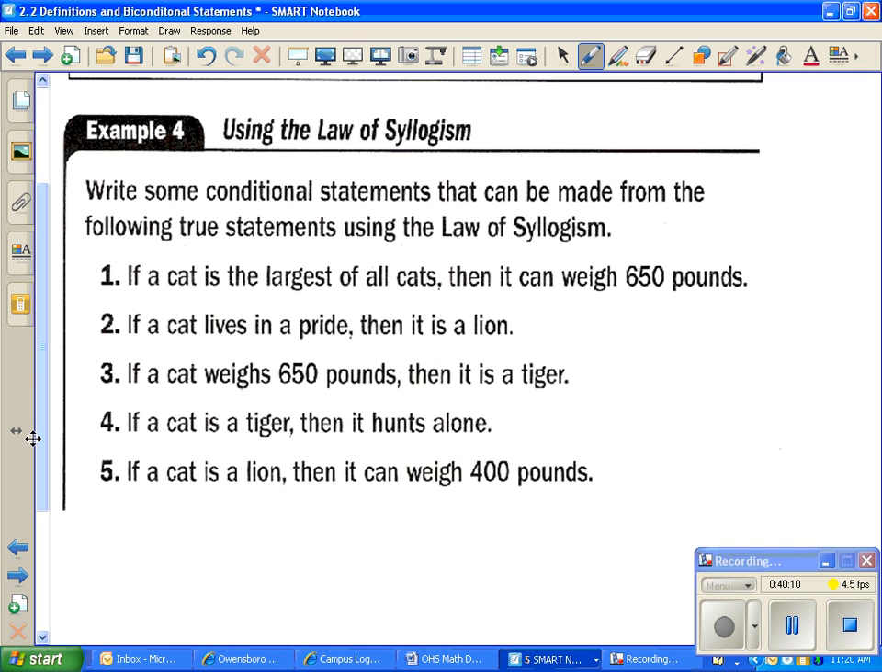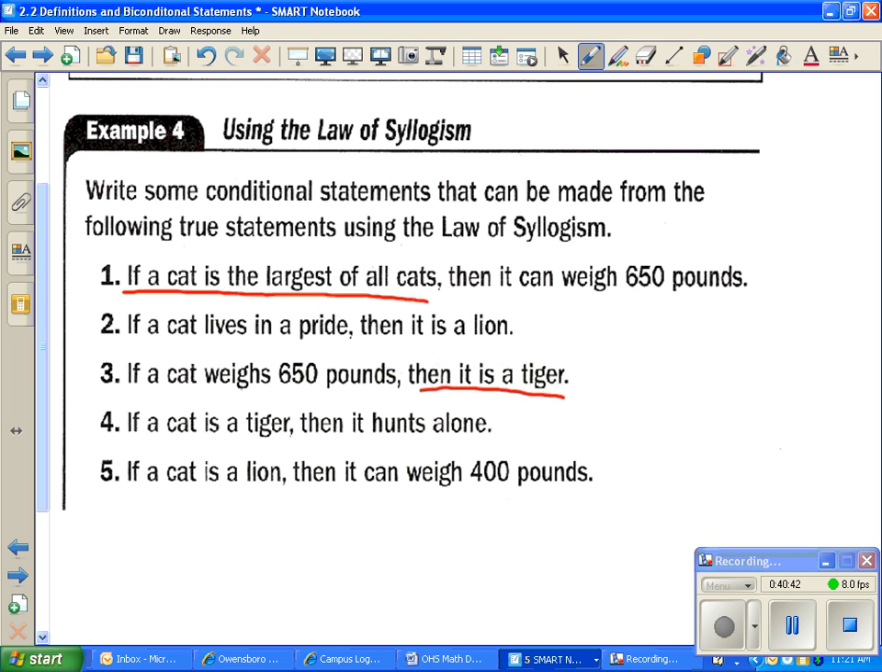Some conditional statements can be made from the following true statements. So if a cat is the largest of all cats, then it can weigh 650 pounds. And then you notice here, if a cat weighs 650 pounds, then it is a tiger. I can do this. If a cat is the largest of all cats, then it's a tiger. Do you follow what that is? Yeah. Okay. That's the previous law. You can combine things. You're just leaving out the 650 pounds.